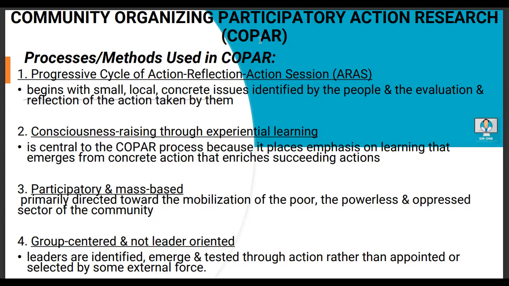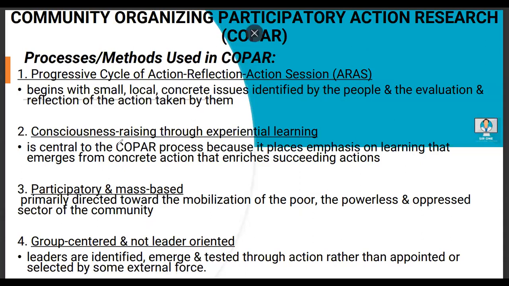So, what are the processes and methods used in COPAR? So, we have these ARAs, or the progressive cycle of action, reflection, action session. It begins with small, local, concrete issues identified by the people in the evaluation and reflection of the action taken by them. Kumbaga, kung hindi nag-succeed sa unang action and then magre-reflect, and then you have to undergo again to the action, and then pag-uusapan nyo kung ano yung mga kulang and problema.